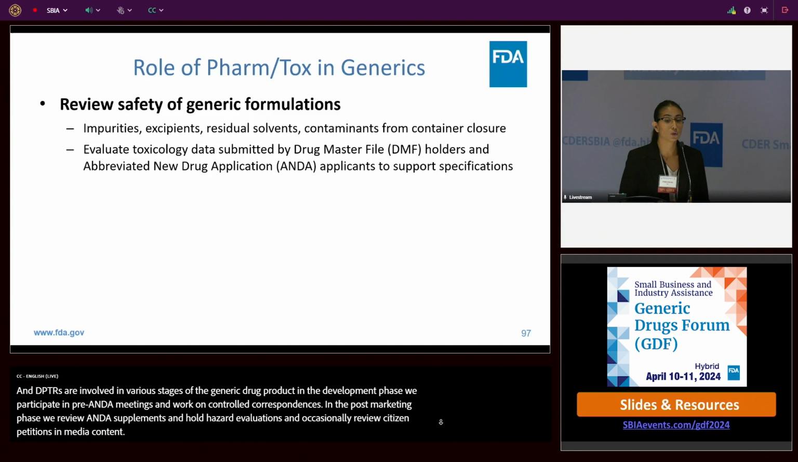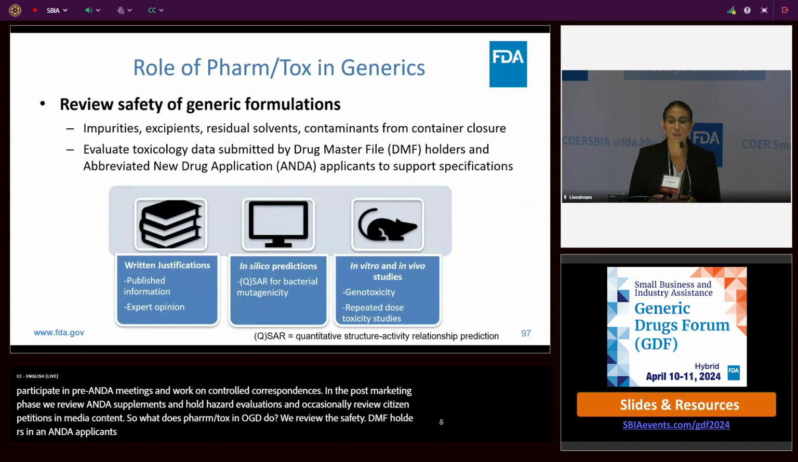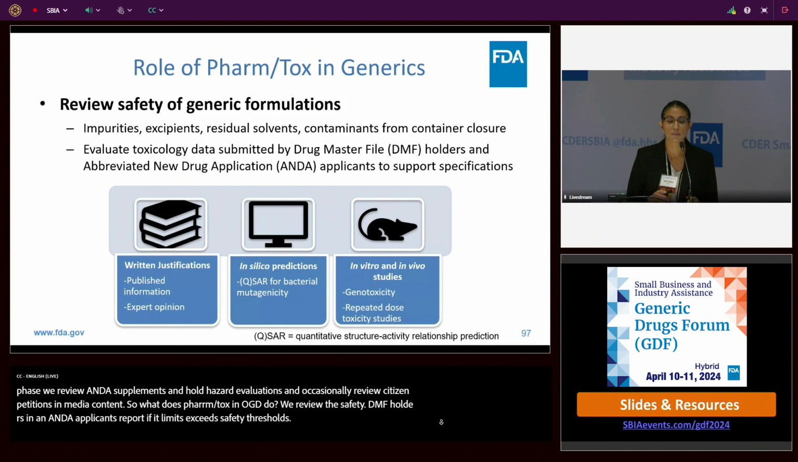So what does PharmTox in OGD do? We review the safety of generic drug formulations where their safety profile may differ from the RLD. And these differences may be in the form of impurities, excipients, residual solvents, and contaminants from the container closure system. DMF holders and ANDA applicants submit toxicology data to support specification limits when these limits exceed allowable safety thresholds. And these justifications may fall under three main categories.